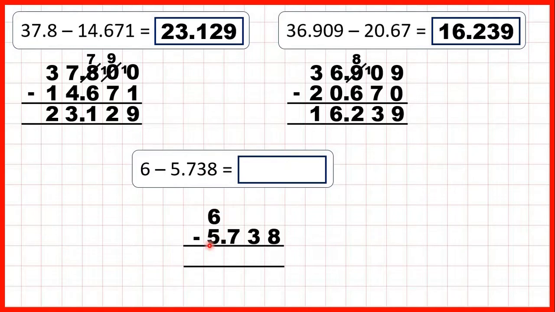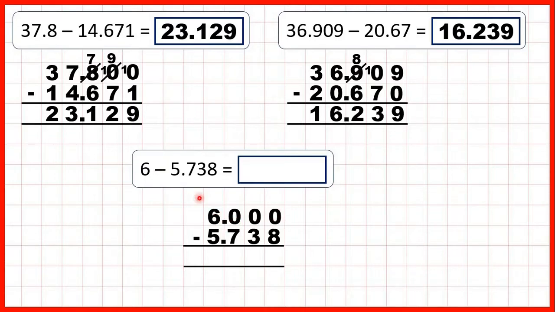Now we have 6 minus 5.738. And it's important that we write the question out with the 5 ones in our decimal underneath the 6 ones that we're subtracting from. Now 6 is the same as 6.000. You can always put a decimal point and then zeros on the end of a whole number.